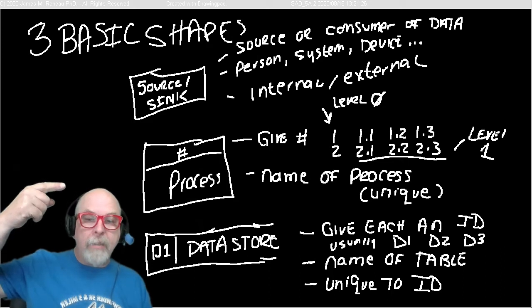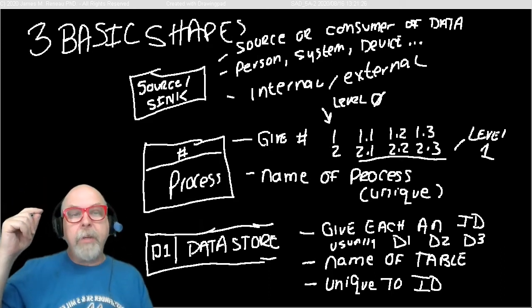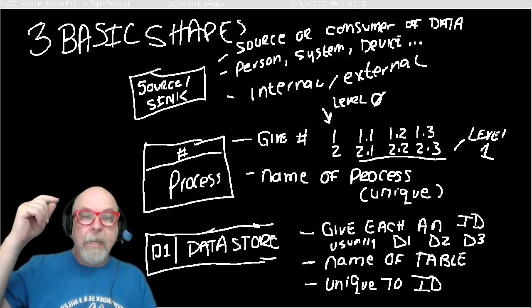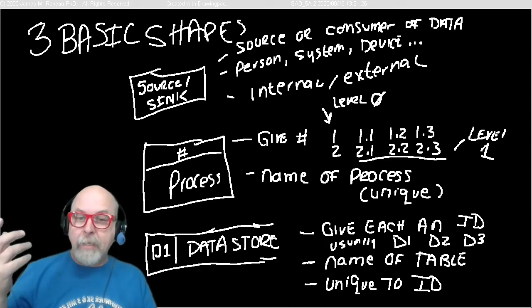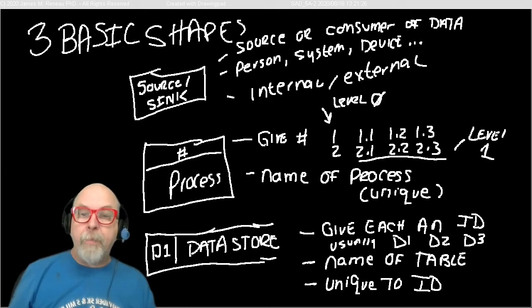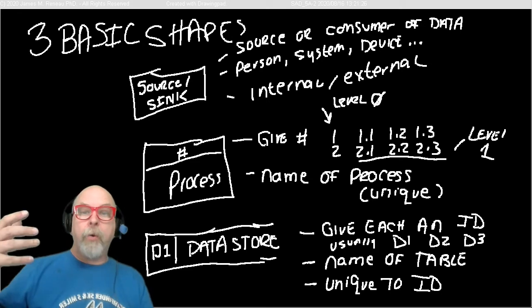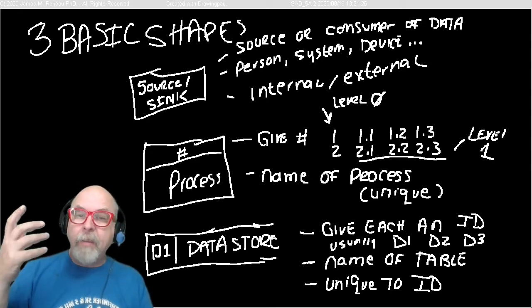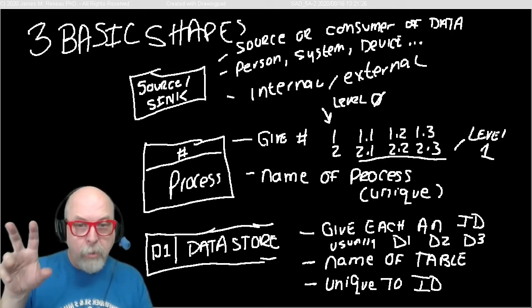The process is represented by a rectangle with a bar on the top, and we're going to assign each process a unique process ID. Usually it's a process number. And then we're going to put the name of the process into the process box. So this would be a process like reconcile the checkbook, or receive an order, or do this or do that. So these would be the processes, not the use cases, but the processes that are used by the use cases.